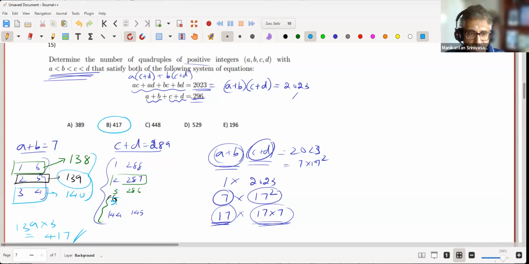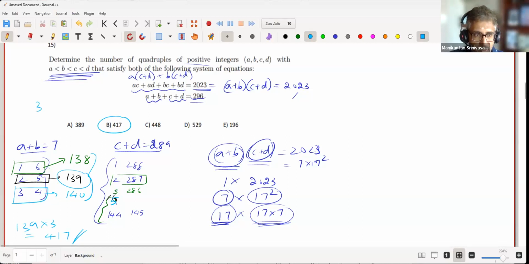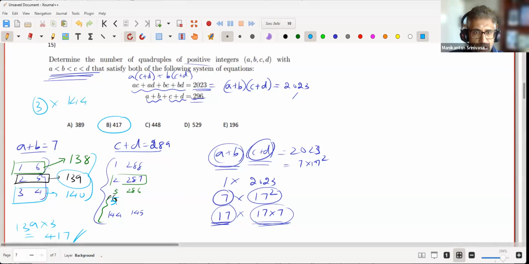In fact, he should have given the other choice also. Why he did not give that, I'm not sure. So 3 into 144, whatever that answer was, 432, should have been one of the answer choices for people who didn't pay attention to this B less than C aspect, right? But is this clear, everyone?